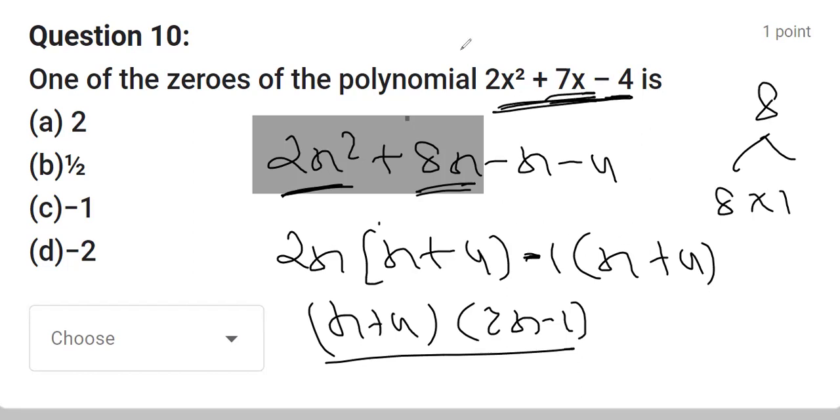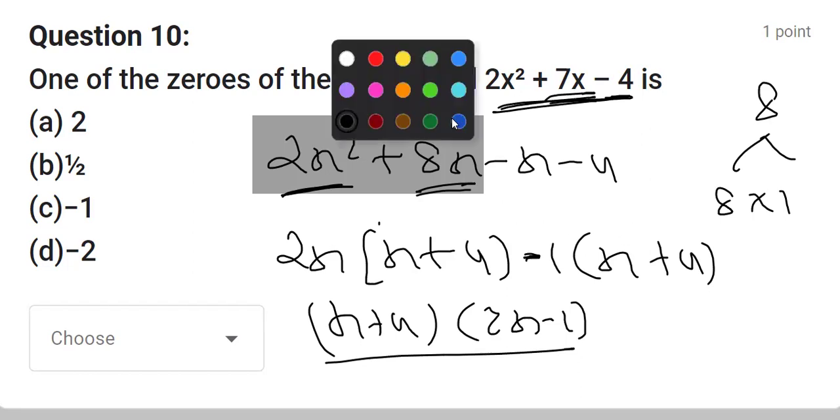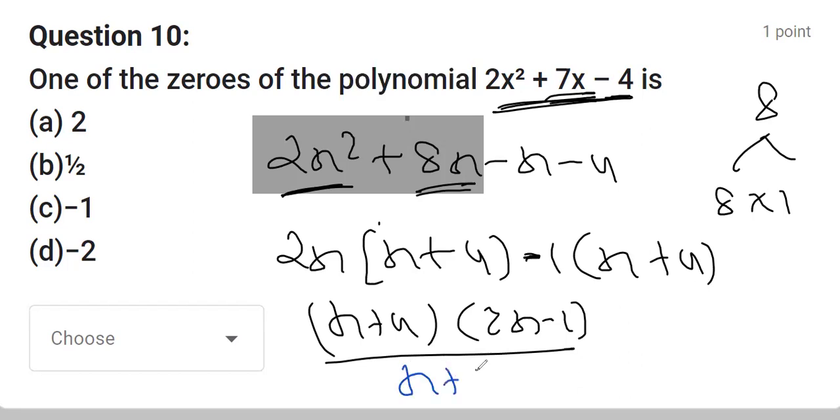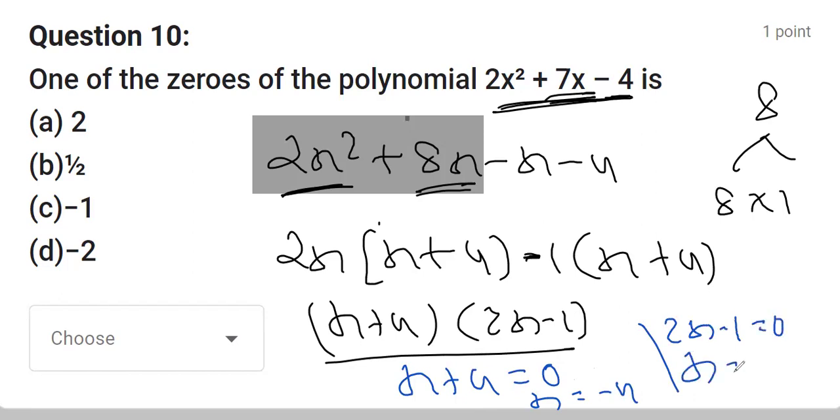Now, in order to get the zeros of this polynomial, what we are going to do is equate these two factors individually with 0. Equating this with 0, we are getting x as minus 4. And equating the second one, that is 2x minus 1, with 0, we'll get x as, minus on transposing becomes positive, so that is 1 by 2.